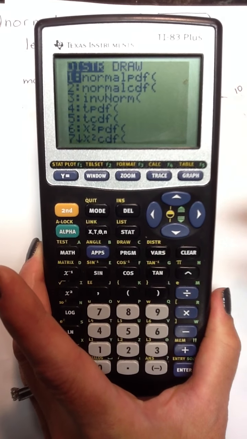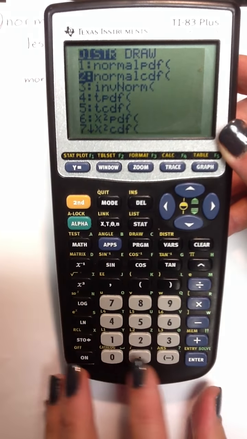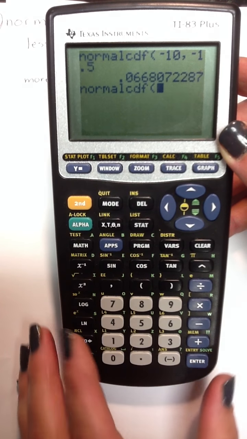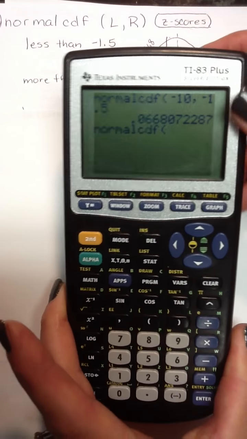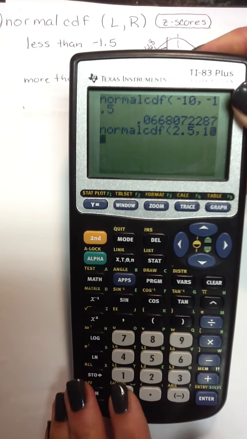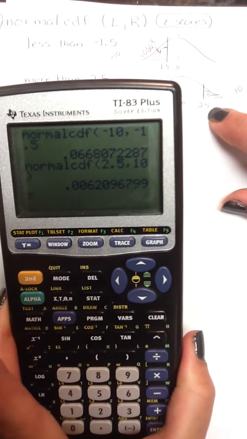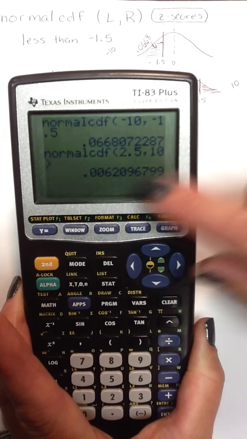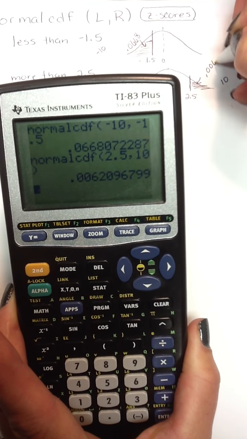So I'm going to put in second distribution, down to normal CDF. I'm going to put in my left bound, which is 2.5, comma, my right bound, which I'm using 10, and hit enter. So above 2.5, I will find I have an area of 0.0062.